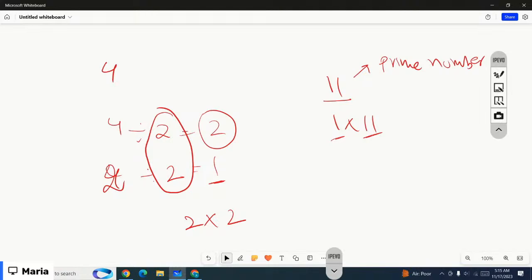Factors means when you multiply the numbers, they make 11. 10 times 1 is 10. How can 10 and 1 make 11? Okay, let's just do another one. You have the number 15. Okay, 1 times 15. Do you have other two factors that make 15?